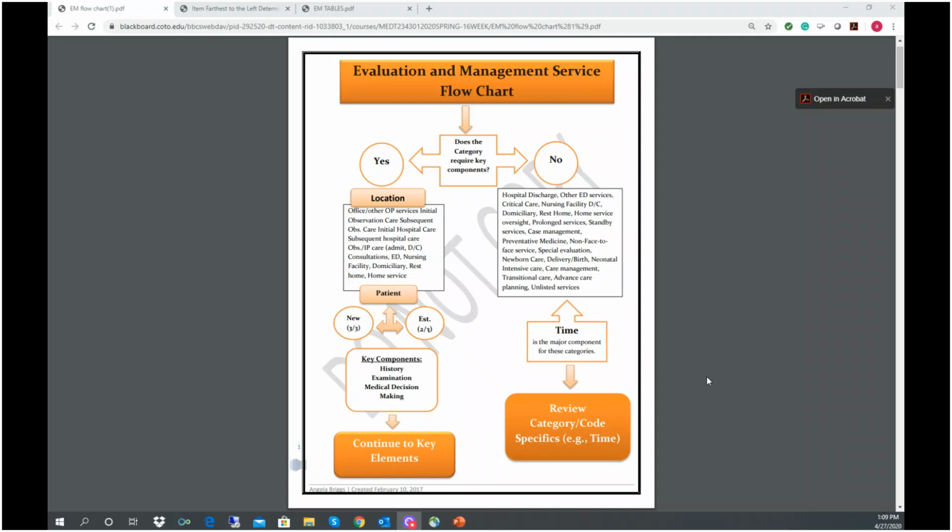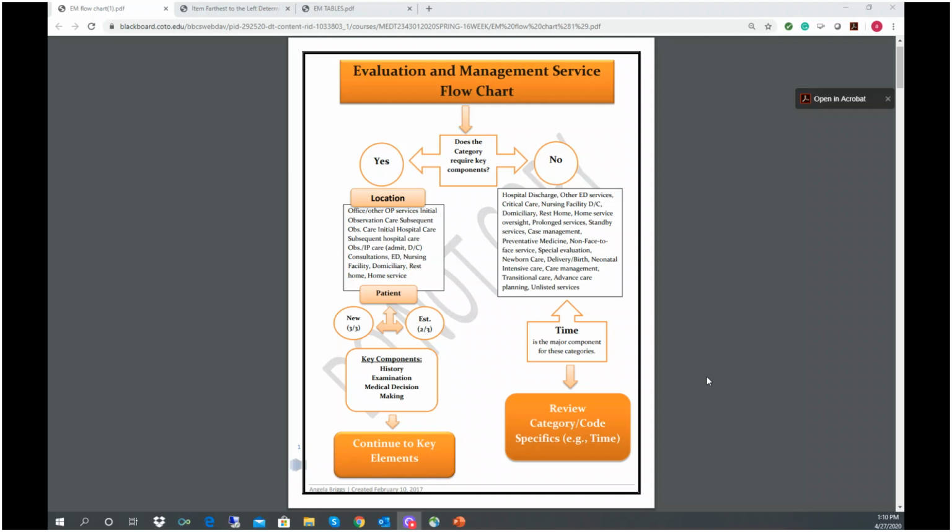Okay, so I have here the evaluation and management service flow chart. This should help you utilize it. It's on the Blackboard under coding tips. You have evaluation and management, so we have not only the E&M tables, but also calculating the history, because there are certain things that you need to do when you're calculating the evaluation and management.